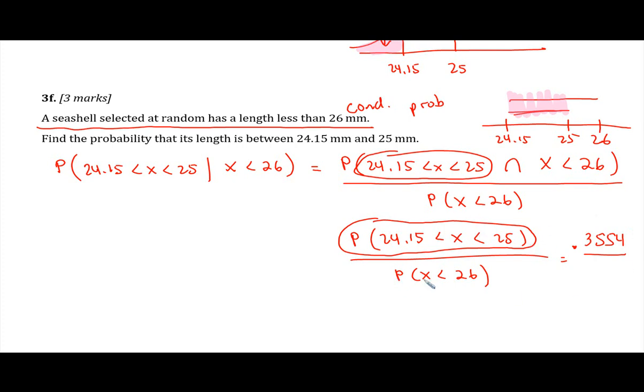Now for the probability that x is less than 26. Remember, the probability that x is greater than 26 is 0.106. So the probability that x is less than 26 would just be 1 minus 0.106, which is 0.894. Then we just divide, and we will get our answer, which is 0.399.